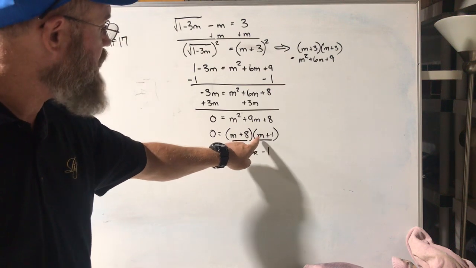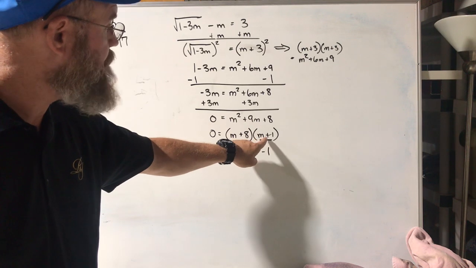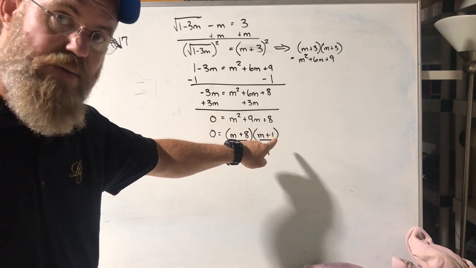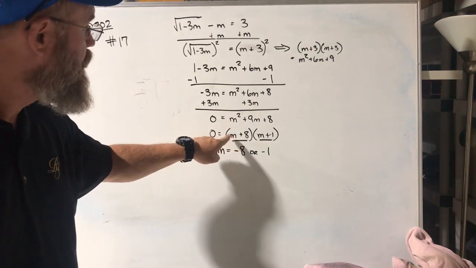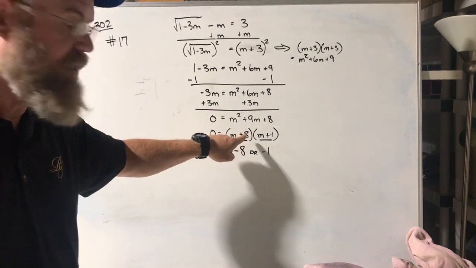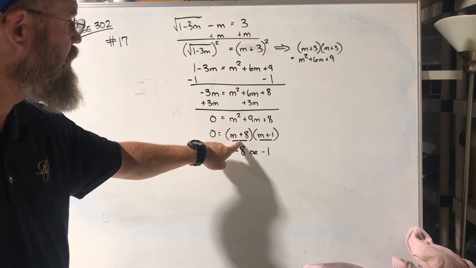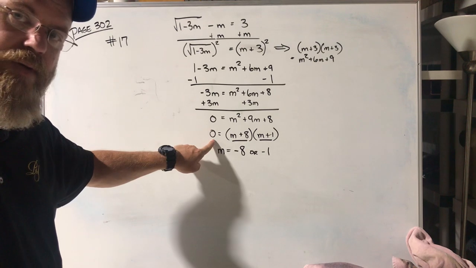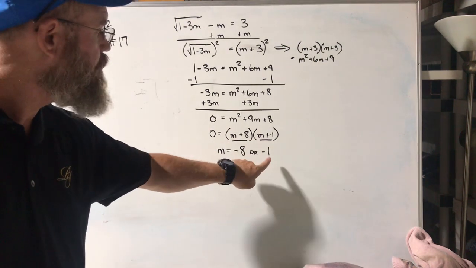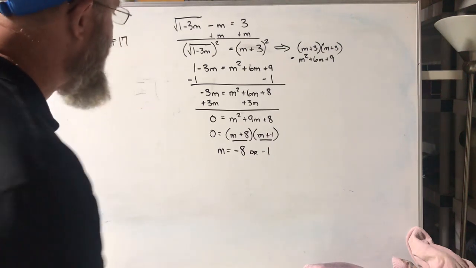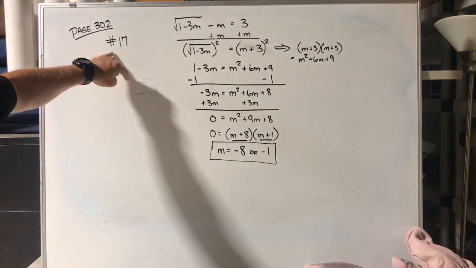Because if m equals -1, if I plug that in, I would have -1 plus 1. What does that equal? 0. And 0 times, what's -1 plus 8? Well, that's +7. So 0 times 7 is still going to equal 0. So m actually has two possible answers. And that is the answer to number 17.